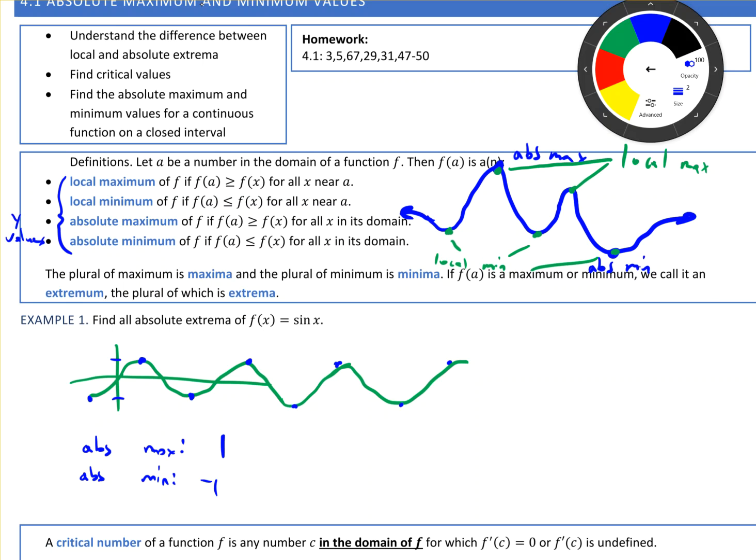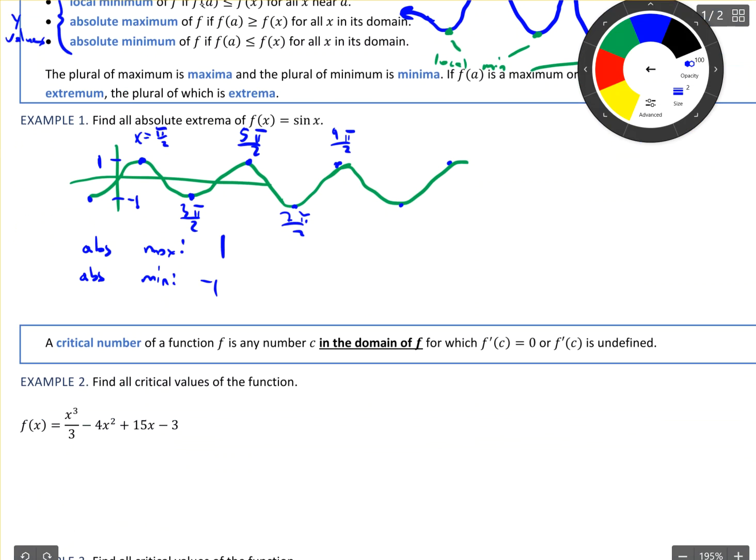An absolute maximum occurs at pi over 2, also at 5 pi over 2, also at 9 pi over 2, etc. And similarly the absolute minimum occurs at 3 pi over 2, 7 pi over 2, etc. So that's where they occur, but there's only one absolute max and one absolute min. It just hits them many times. So we have an absolute max of 1 and an absolute min of -1.